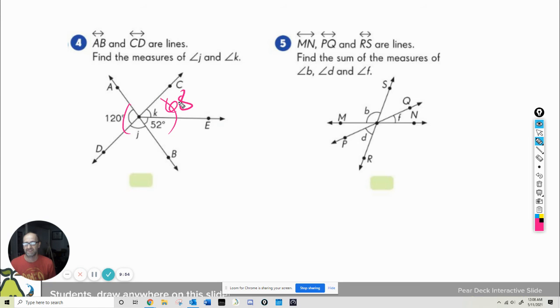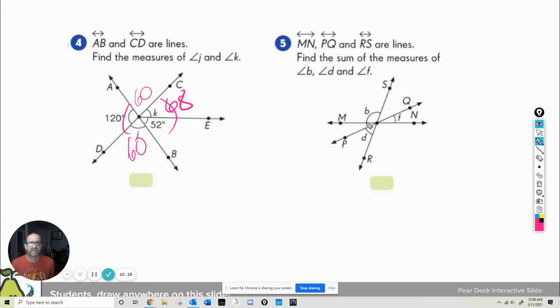All right. And then, oh, this other one's going to be E. So if that's 120 and that's a line, this must be 60. And if that's 60, this is the vertical angle. That is also 60. That was the easy one. Why didn't I do that first? Okay.